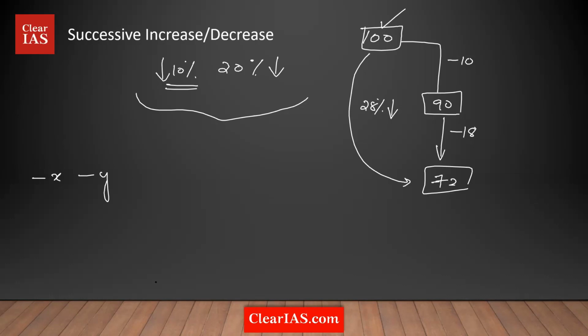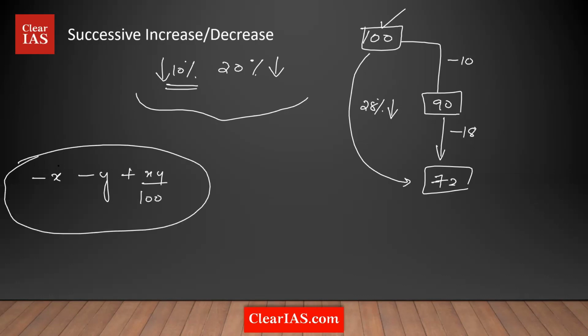Then is the product plus or minus? What do you think? Plus. It should be plus, because minus into minus will give you plus xy by 100. So this is the formula for the effective change. This formula is applicable for two changes, okay?